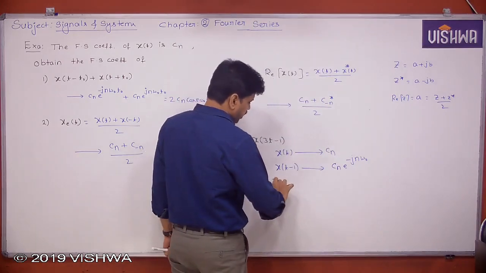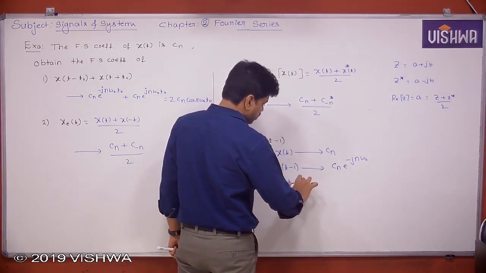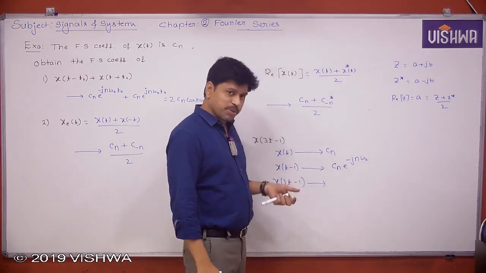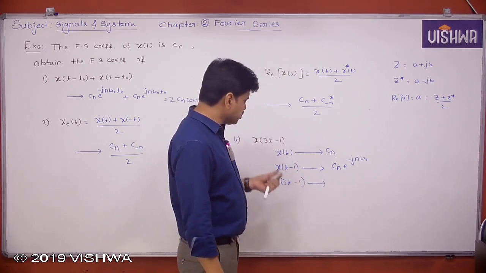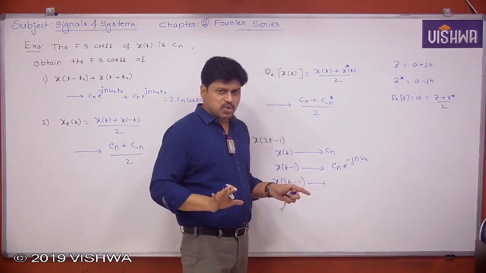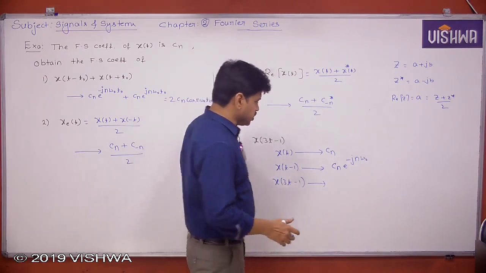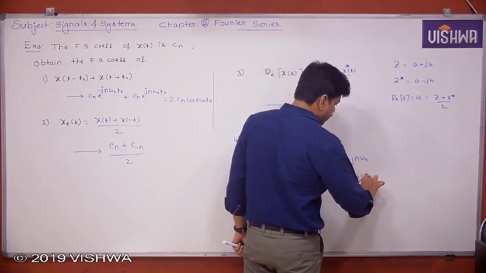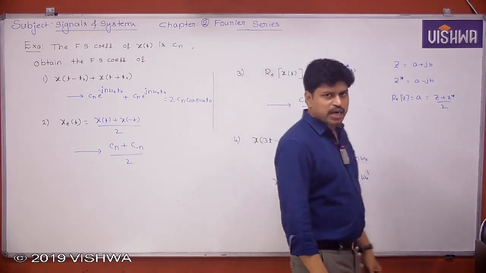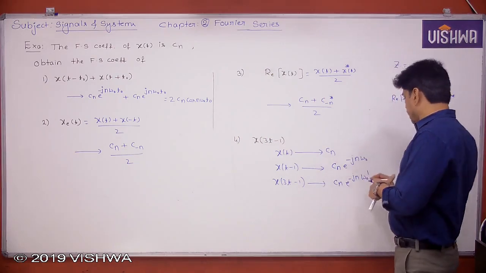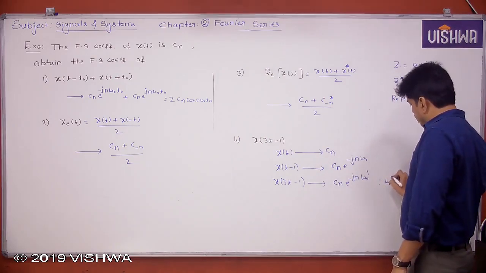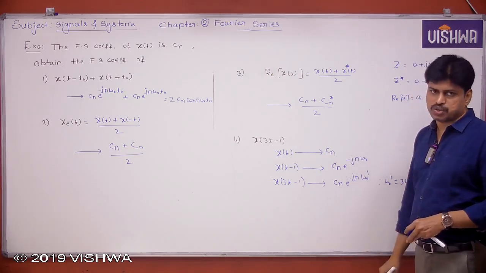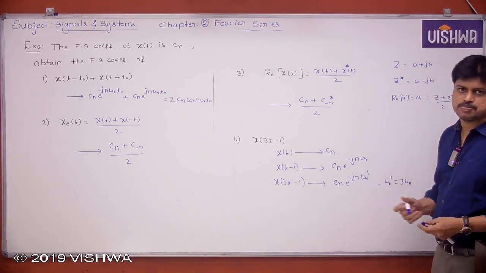Next, x of 3t minus 1. Whenever t is replaced with 3t, we apply the scaling property. We have just seen the scaling property: nothing changes except the fundamental frequency. So Cn e power minus Jn omega naught dash. What is the omega naught dash value? That is nothing but 3 omega naught. Omega naught dash, the new fundamental frequency, is 3 omega naught. This is the only thing that changes. Clear? Take it.